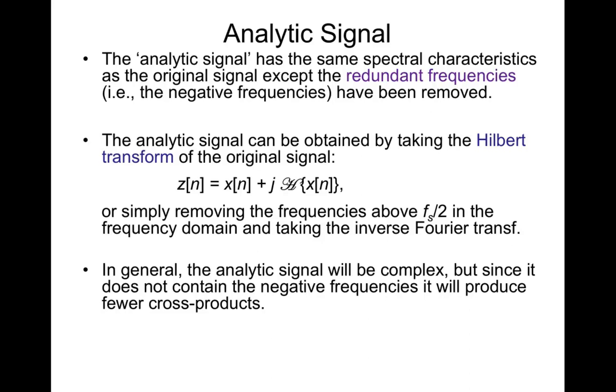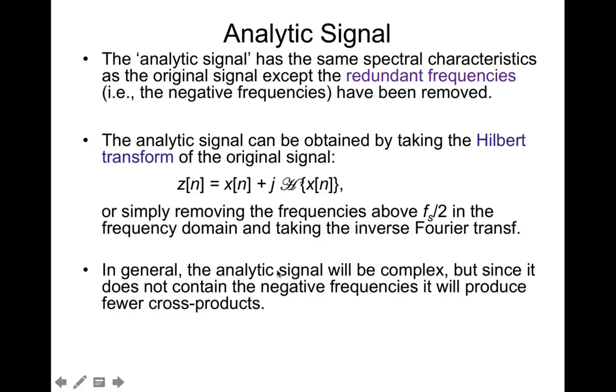So basically, because you have those positive and negative frequencies, you end up with all those cross terms, because you have this redundancy in your frequency. So what we can do is remove the negative cross terms. And that's done by taking the Hilbert transform of the original signal. If our original signal is x sub n, the new variable is the original variable plus j times the Hilbert transform of x sub n. And what we're really doing is removing the frequencies above the sampling rate over 2 in the frequency domain, and we take the inverse transform.